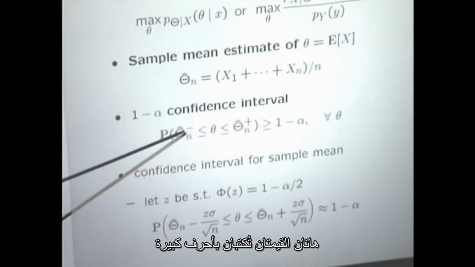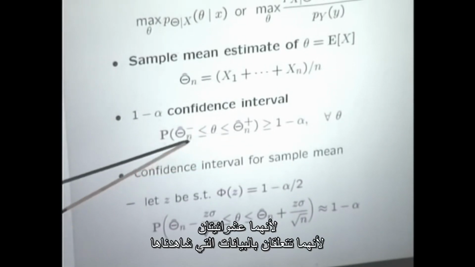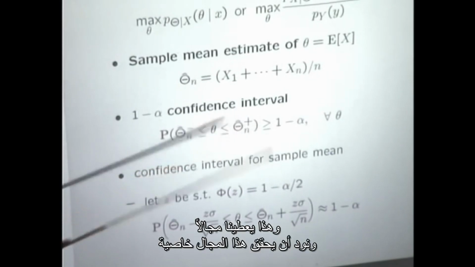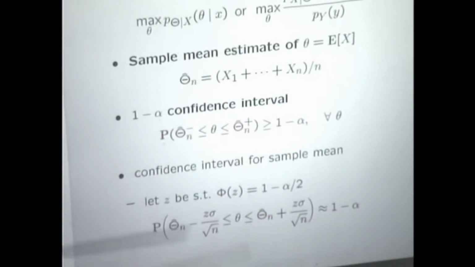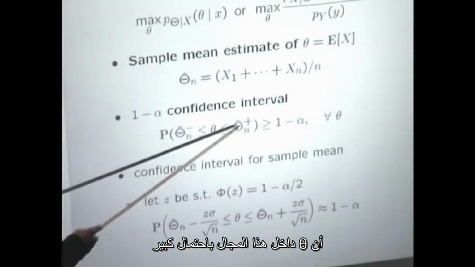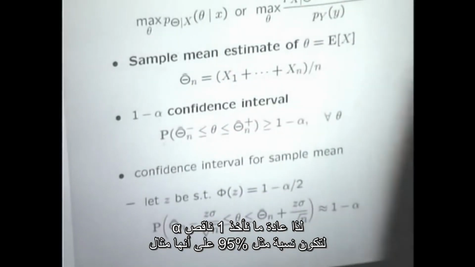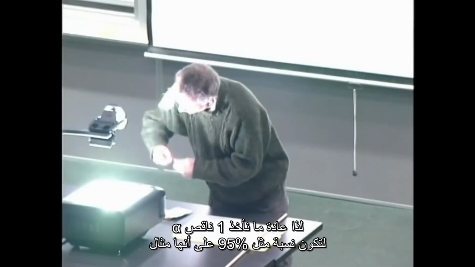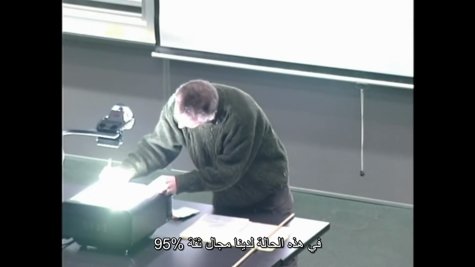These values are written with capital letters because they're random, because they depend on the data that we have seen. And this gives us an interval, and we would like this interval to have the property that theta is inside that interval with high probability. So typically, we would take 1 minus alpha to be a quantity such as 95%, for example, in which case we have a 95% confidence interval.